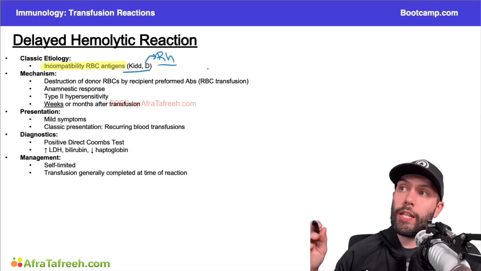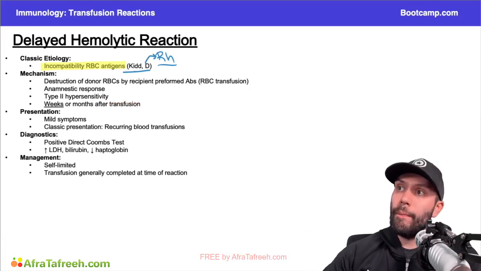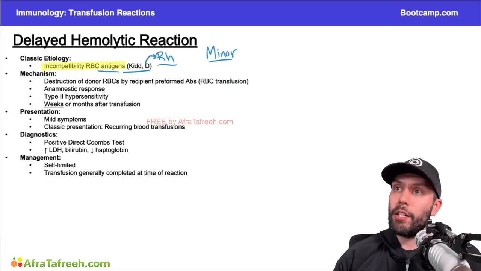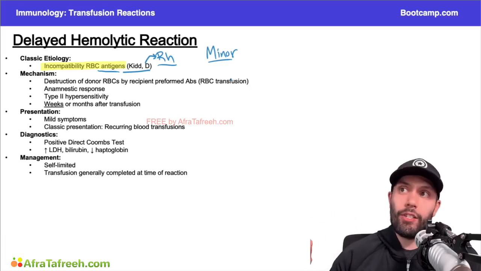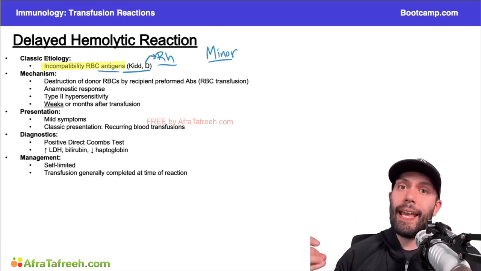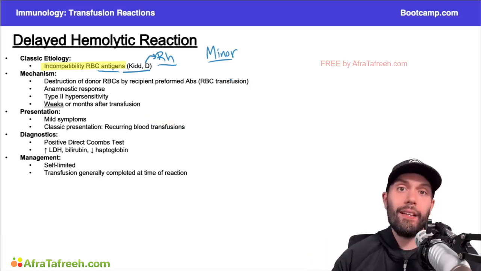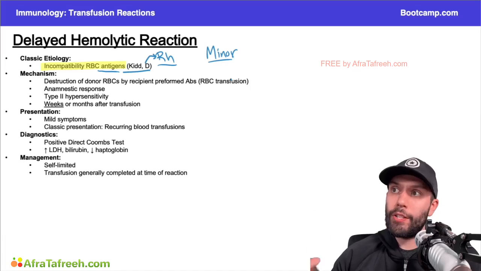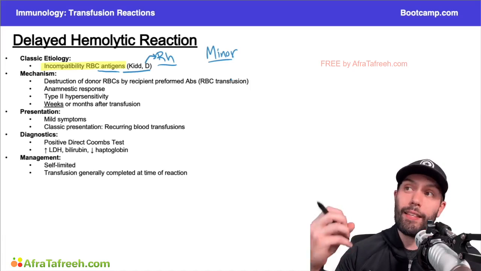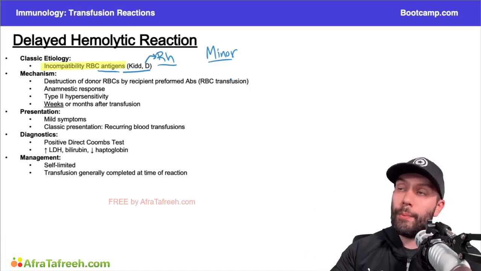Now, in these situations, when you think about these antigens, like I said, you kind of think about them as being more of a minor antigen. You don't think about them in the same way as the ones that we talked about. And so when I think about minor antigens, I'm thinking that it's going to take a lot more exposure to get a strong reaction, because the antigens are minor. Okay, so that's kind of the way that I'm thinking about this when I think about delayed hemolytic reactions, when I think about board questions with delayed hemolytic reactions.